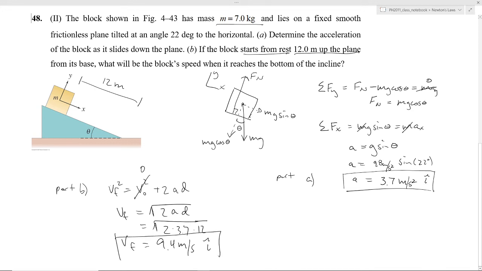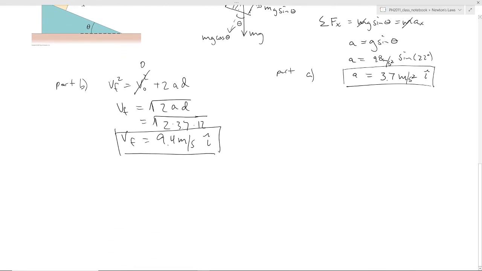So there's the second part, using our kinematics, combining our understanding of a block on an inclined plane with what we know about kinematics to solve for a velocity. Okay, let's look at another example.